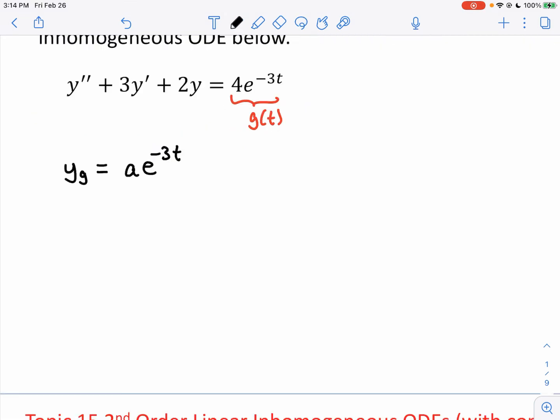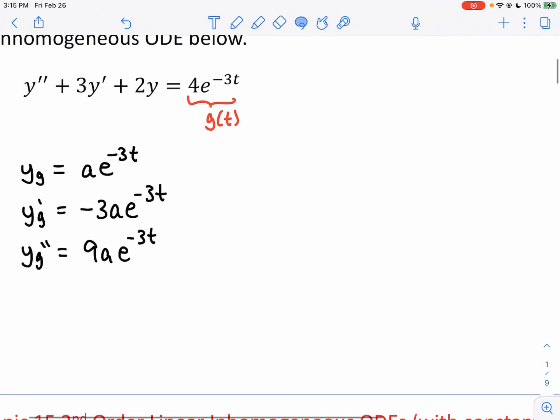So we need to get a couple of derivatives. Let's do y sub g prime. The first derivative will be negative 3a e to the negative 3t, and the second derivative will be 9a e to the negative 3t. So there are our first two derivatives. Now we're going to plug it into the differential equation and see what happens.